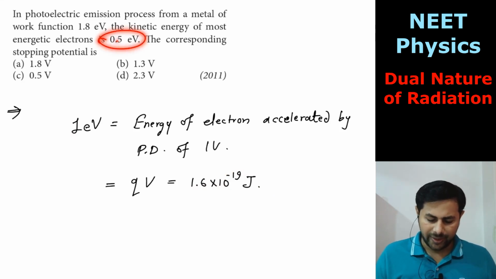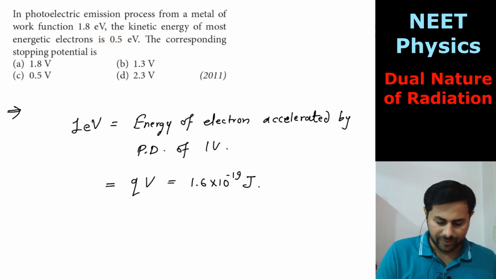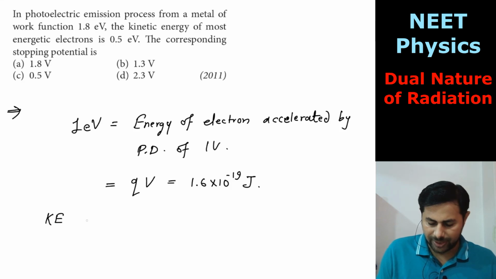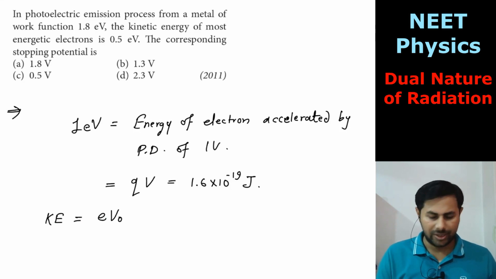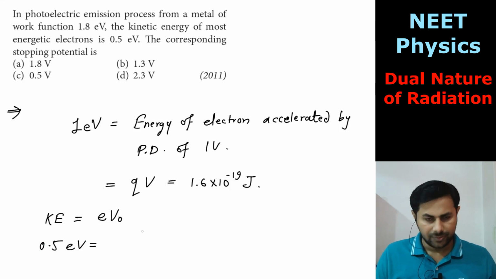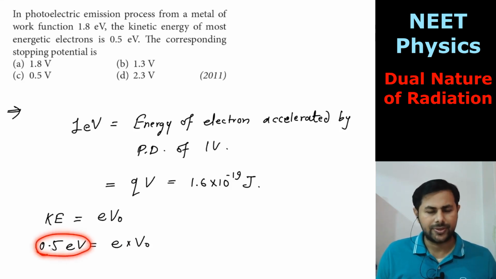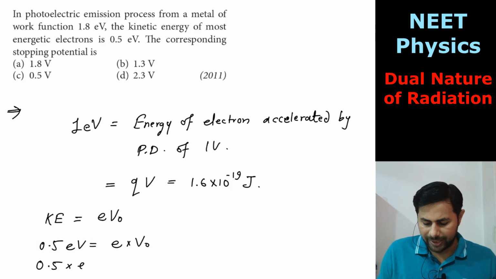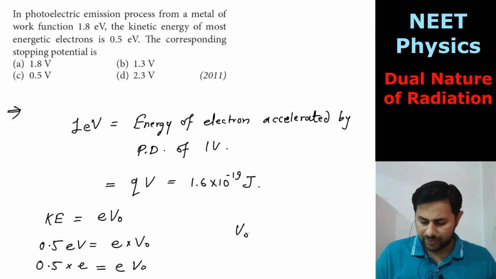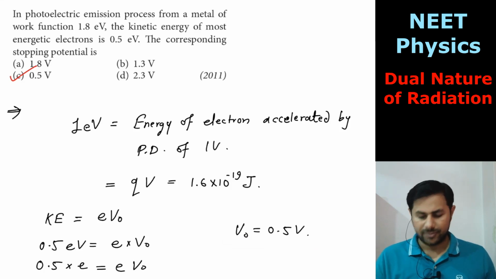Then what is the kinetic energy? It's given that KE is equal to 0.5 eV, and we know that KE is equal to e multiplied by V naught. We have seen this formula. So 0.5 in electron volts is equal to e multiplied by V naught. Just convert electron volts to joules. How will you convert it? Just multiply it by the charge on the electron. So 0.5 multiplied by e is equal to e times V naught. The e will get cancelled out, so you will get V naught is equal to 0.5 volts. That's very simple. It's option C. This is clear.